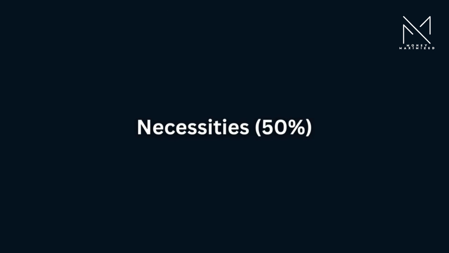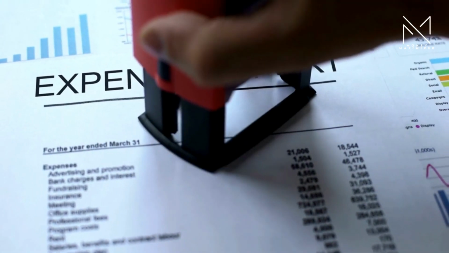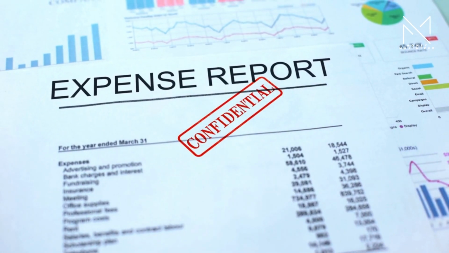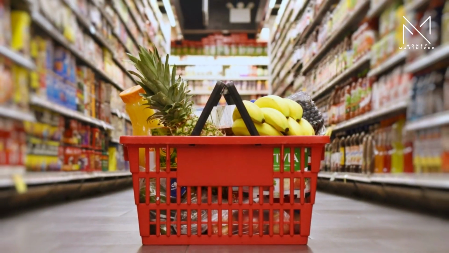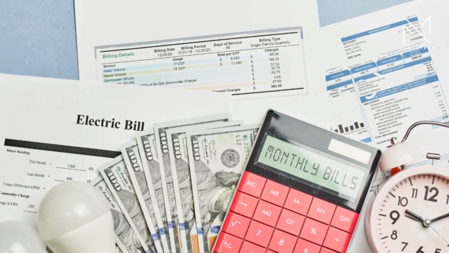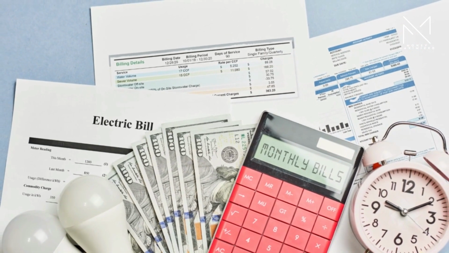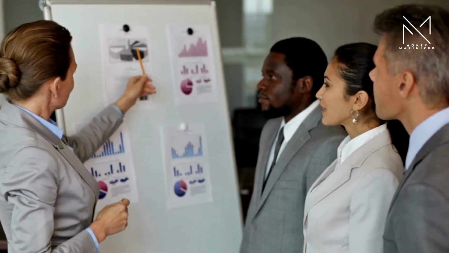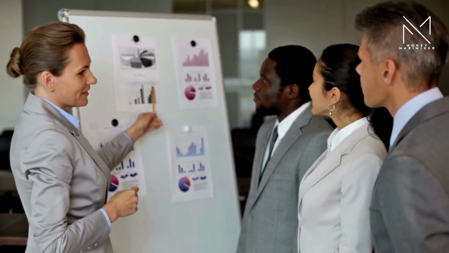Necessities, 50%. Allocate 50% of your income to cover essential expenses. This includes rent or mortgage, utilities, groceries, transportation, insurance, and other bills that you must pay regularly. Prioritize these expenses to ensure a stable living situation.